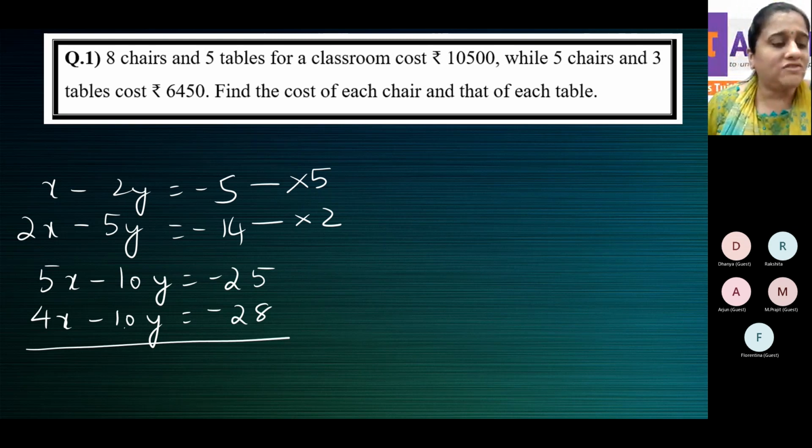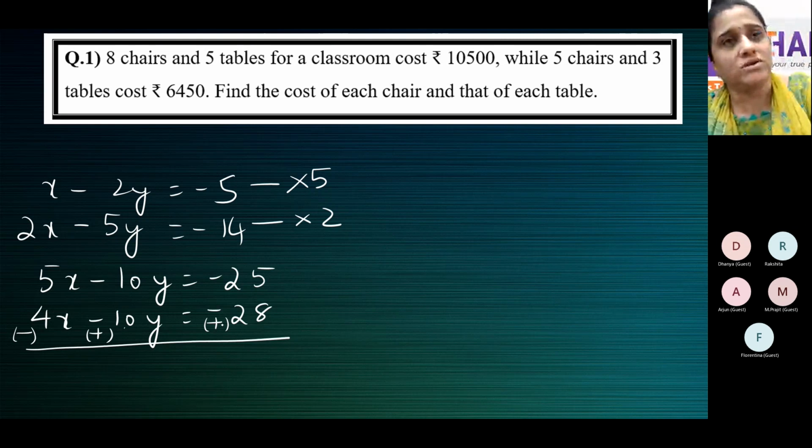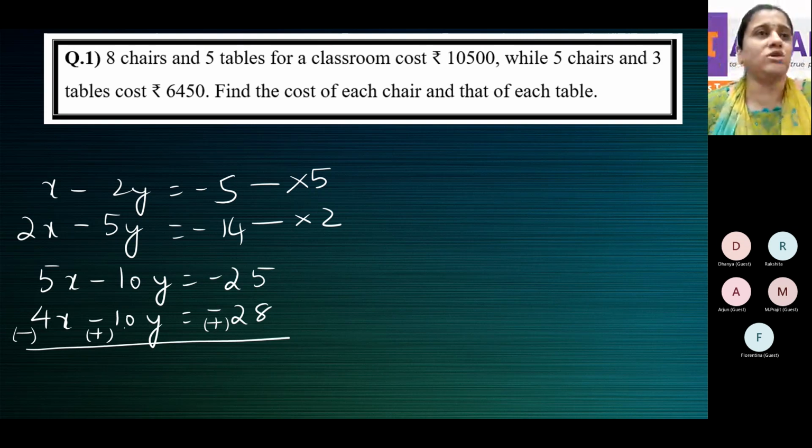So what happens? Plus 4x becomes minus 4x. Minus 10y becomes plus 10y. Minus 28 becomes plus 28. Change the signs throughout. This means we're subtracting the two equations. Now minus 10y plus 10y gets cancelled. Take the new sign. Forget the original sign. Now 5x minus 4x is x is equal to 28 minus 25 is 3. So now we got the value of x.